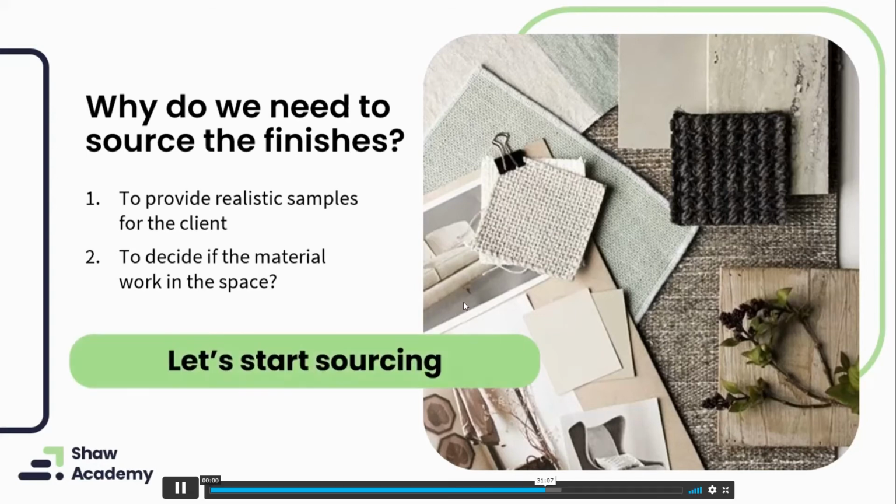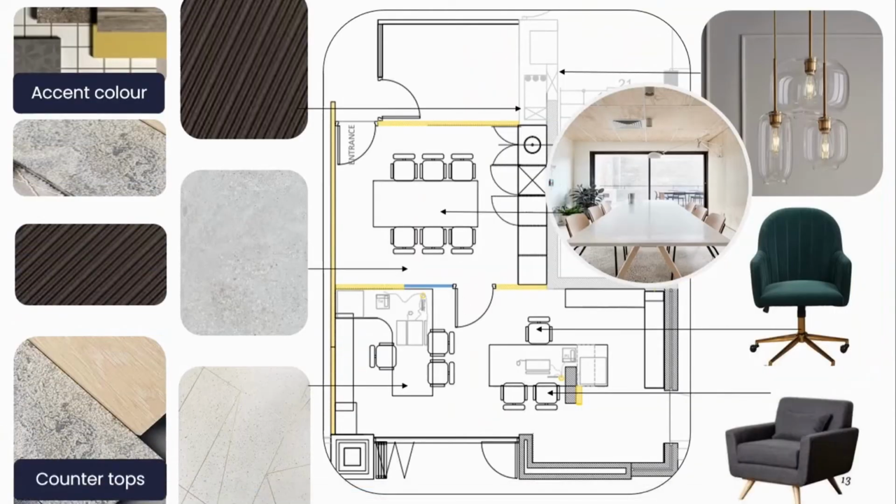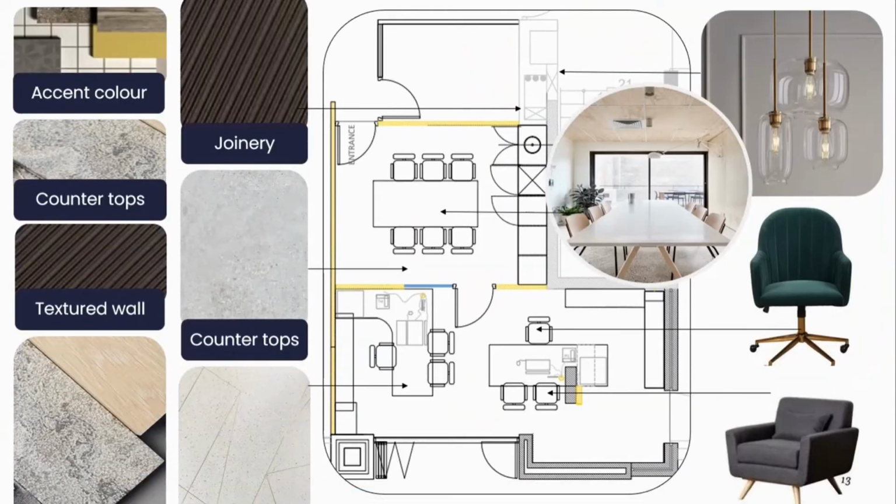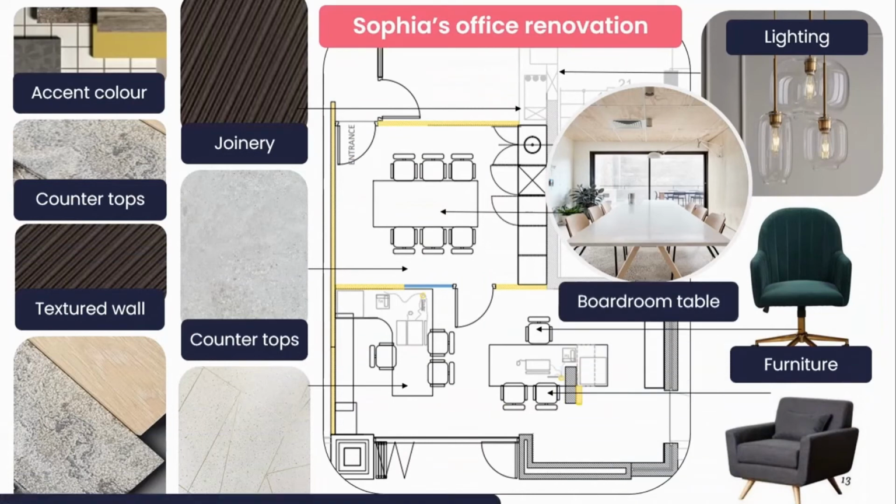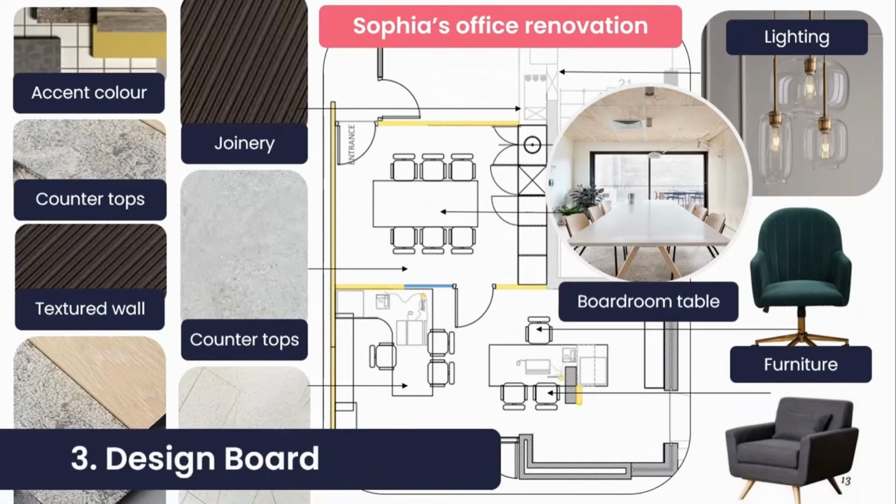From here, let's start the process. Let's use Sophia's office space as an example. So remember our design boards we created in our previous lesson? Here is a copy of it on our screen. Now we have a plan for the space. We've got a design idea and direction of where it's going. But what finishes are we proposing to use?